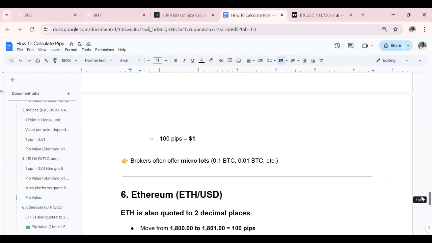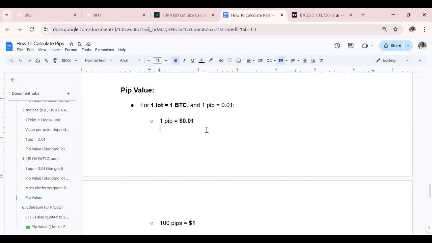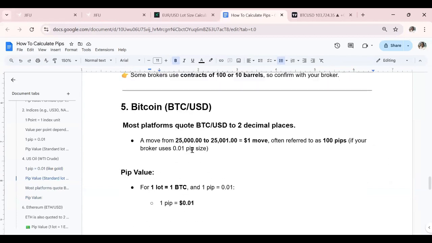Sorry, you say 1 pip. How many units are in one BTC? The standard lot is 1 BTC, and we've already established what 1 pip is. When BTC moves from 25,000.00 to 25,001.00, that's a $1 move, and that's 100 pips.